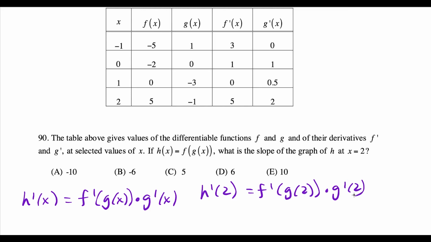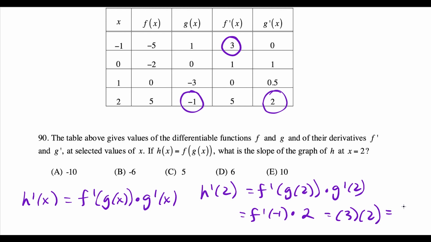g prime of 2. So now we just go looking in the table. G of 2 is going to be negative 1. So this is equal to f prime of negative 1 times g prime of 2. So we go to g prime, and at 2 it's equal to 2. And then we look for f prime negative 1. F prime is here, and at negative 1 f prime is equal to 3. So this is equal to 3 times 2, which is going to be equal to 6. So 90 should be choice D.